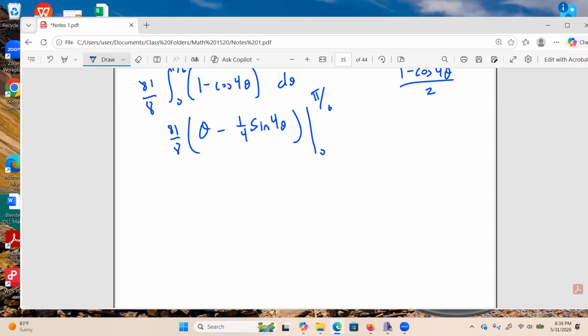So as we plug these things in, we have 81 eighths. The zeros are going to be 0, so that'll be great. Pi over 6 minus 1/4 sine of 4 pi over 6, which is 2 pi over 3. Again, I have no problem with you plugging this into a calculator. You don't have to remember the unit circle values for the pi over 3 angles, like square root of 3 over 2. You can do it that way, and that's fine, but you can use a calculator and go ahead and get yourself an answer.